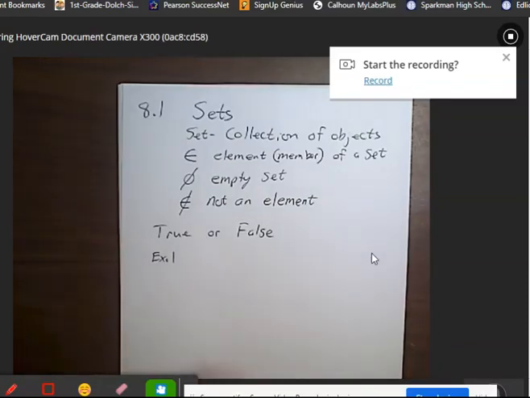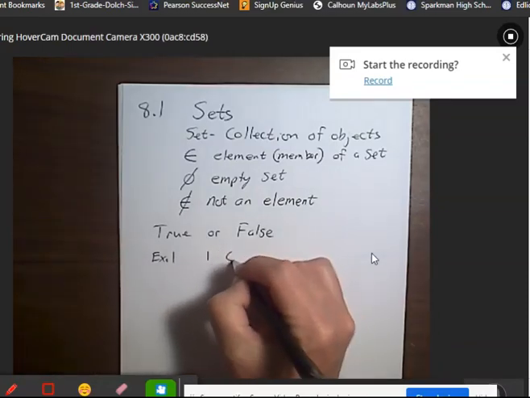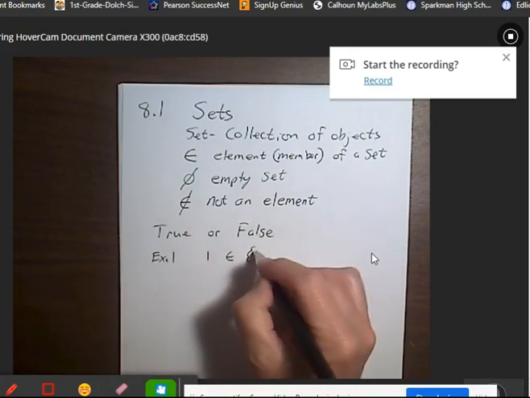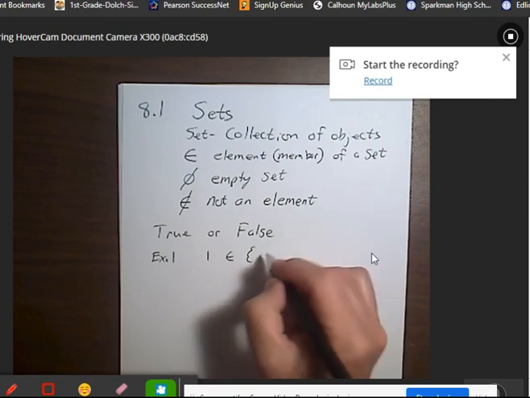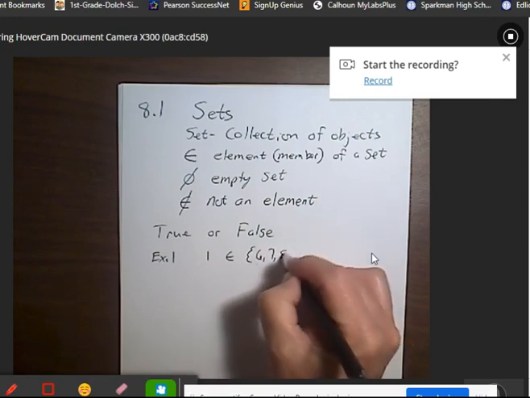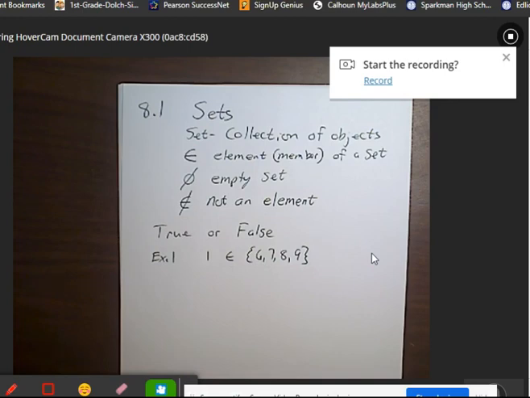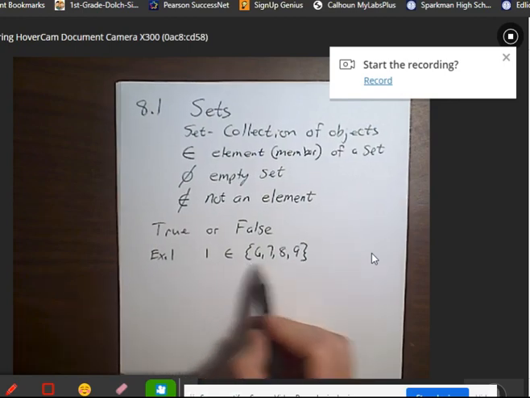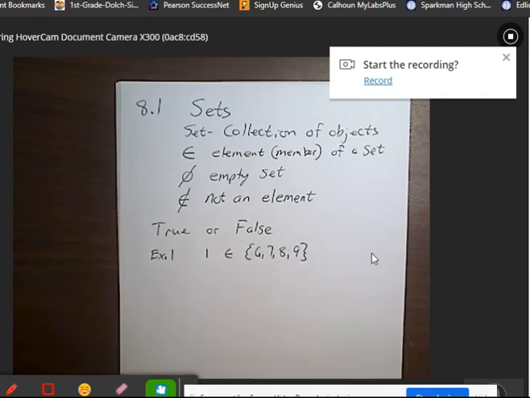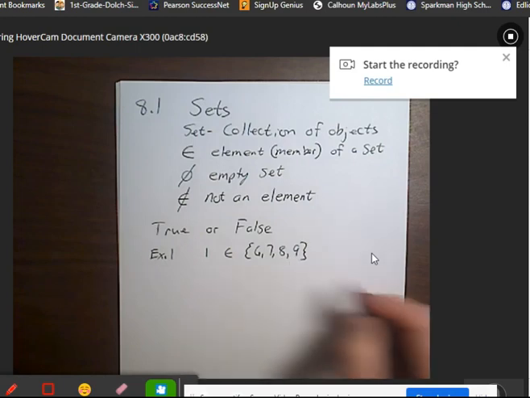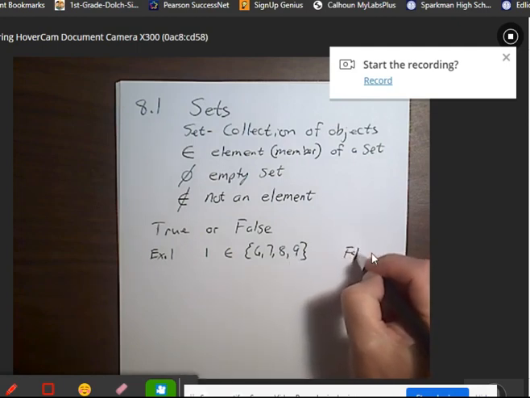Okay, so for example 1, we'll do something like this. They'll ask "1 is an element of," and then they'll give you some braces off to the side to show you that this is the part they're talking about. Basically, they're going to ask you something like this: is 1 an element of this set of numbers over here? And again, you're either going to answer true or false. In this case, 1 is not a part of this, so the answer would just be false.